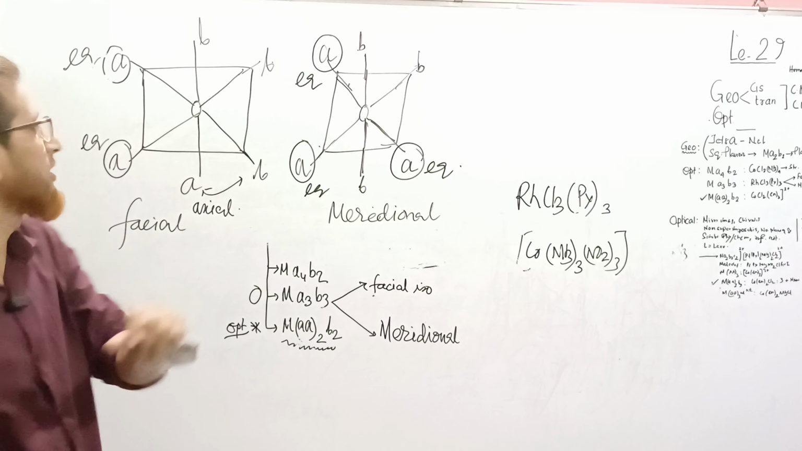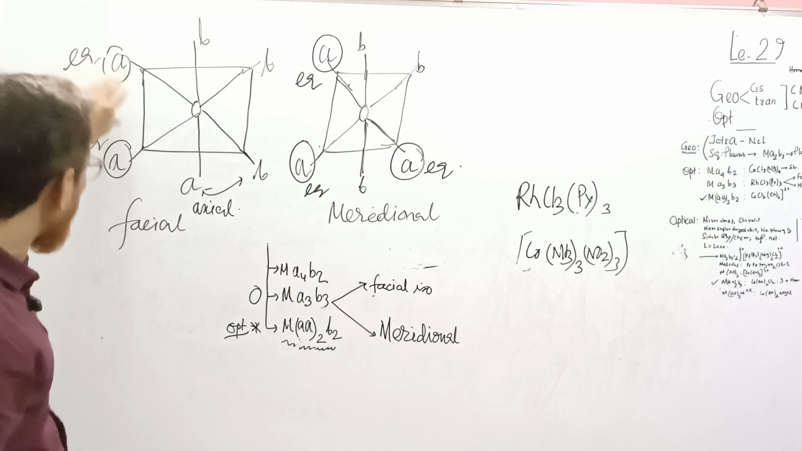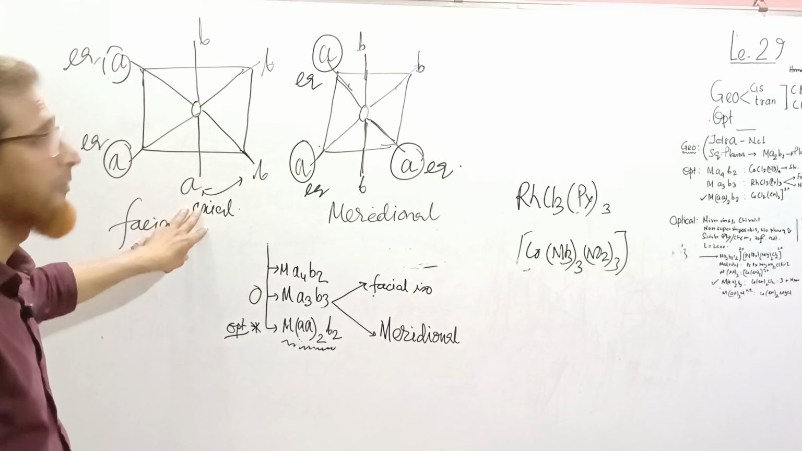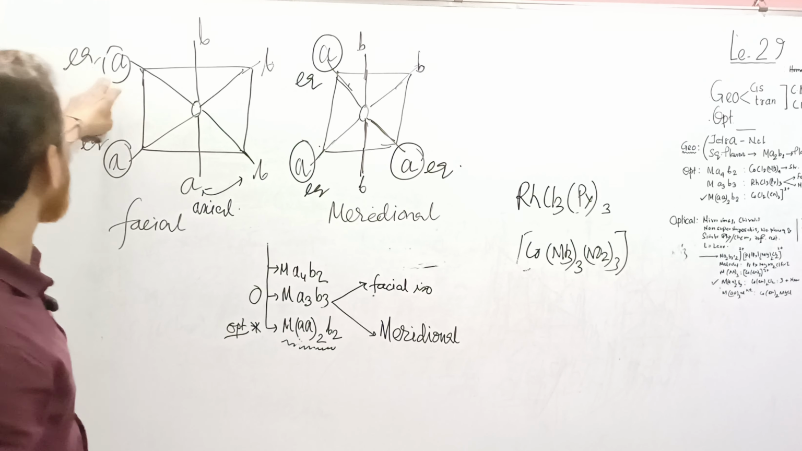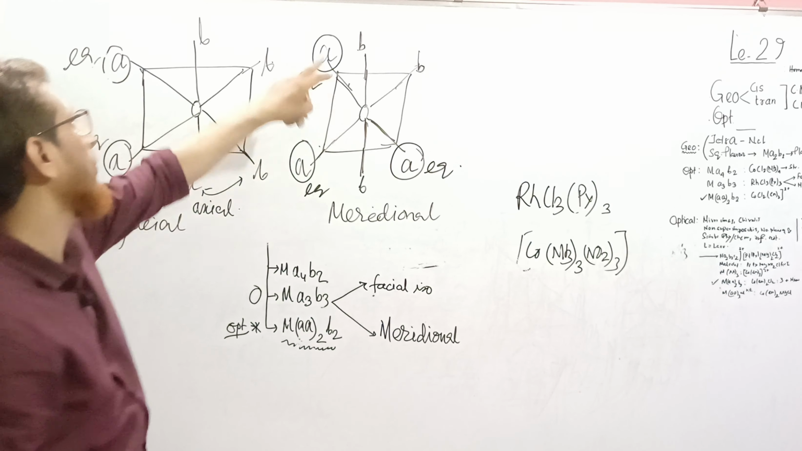So my explanation is like this: 2 adjacent equatorial, 1 axial. Forget about B, and that 3 once in 2 equatorial, 1 axial. Now all 3 are equatorial. That is called meridional. Now take the example of this.